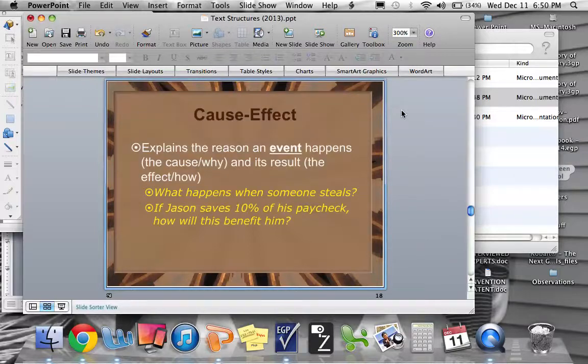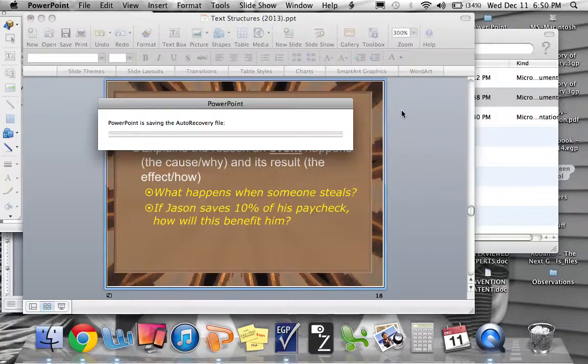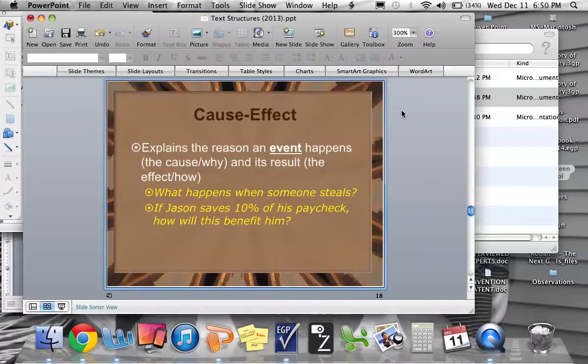Cause and effect is one of the harder ones because it's very similar to problem solution. But cause and effect will explain the reason an event happens, which is the why, the cause, and its result, the effect, or the how. So what happens when someone steals? And if someone saves 10% of his paycheck, how will this benefit him?